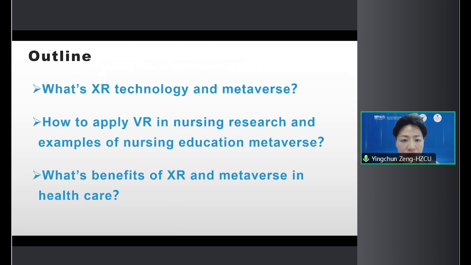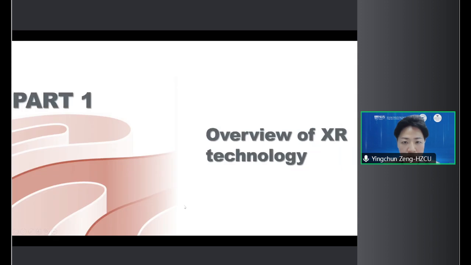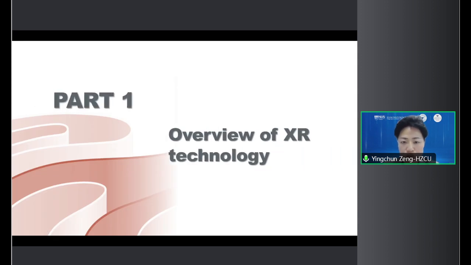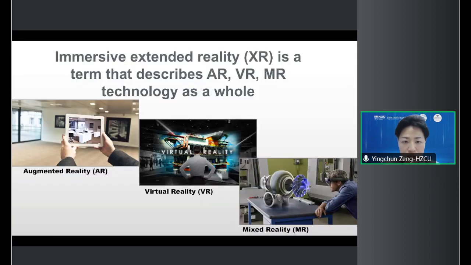In my presentation, I will introduce 3 parts. First, what is XR technology, what is the metaverse, and how to apply XR or VR technology in nursing research, and introduce some examples of the metaverse applied in nursing education. And what benefits do XR and the metaverse bring to healthcare? My first part is an overview of this type of technology.